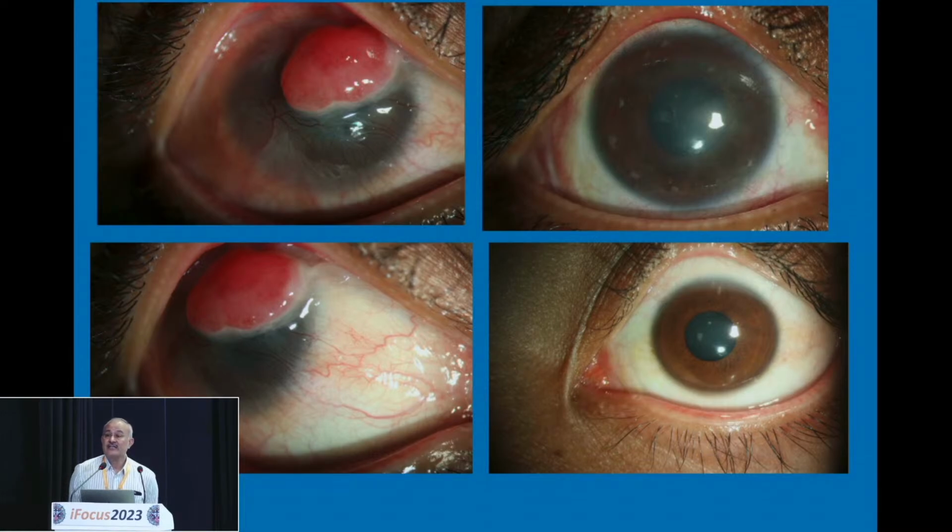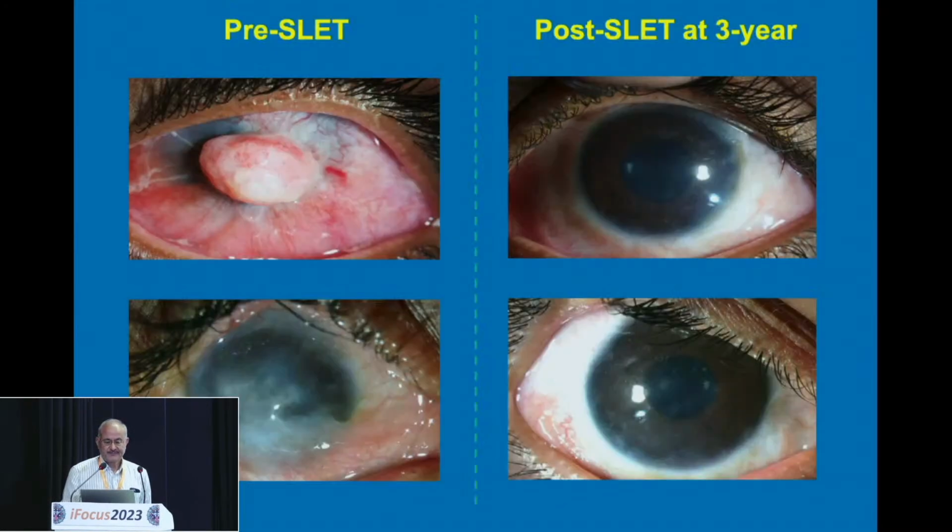This is called pyogenic granuloma. So this surface, what you are seeing at the top and on that side, this is the same patient before and after SLET. And these are the same before and after.